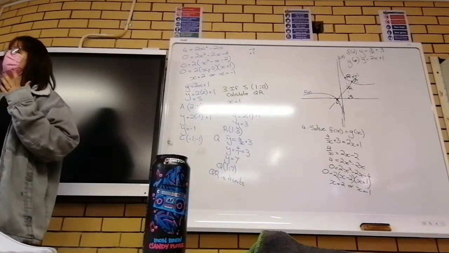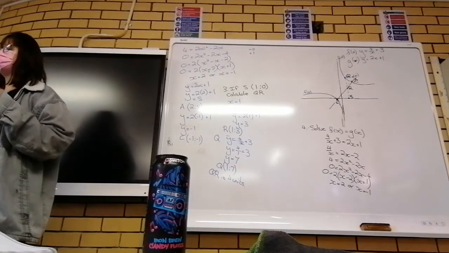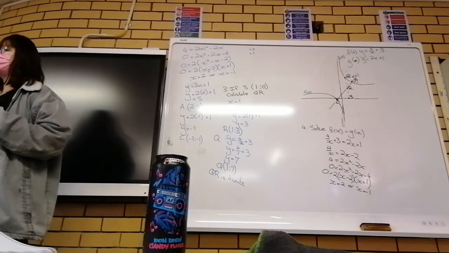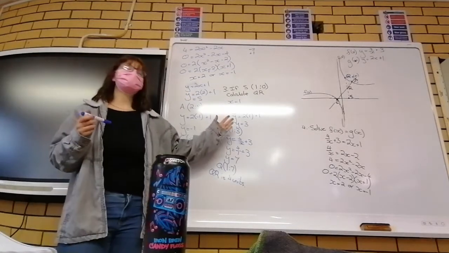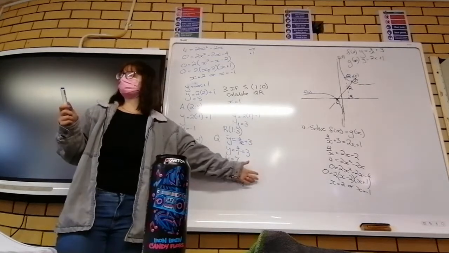If they wanted me to read it off the graph, they would have said read the points of intersection off of the graph, or from your graph, determine the points of intersection. Not solve. The word solve means that you have to go through the process and solve it.